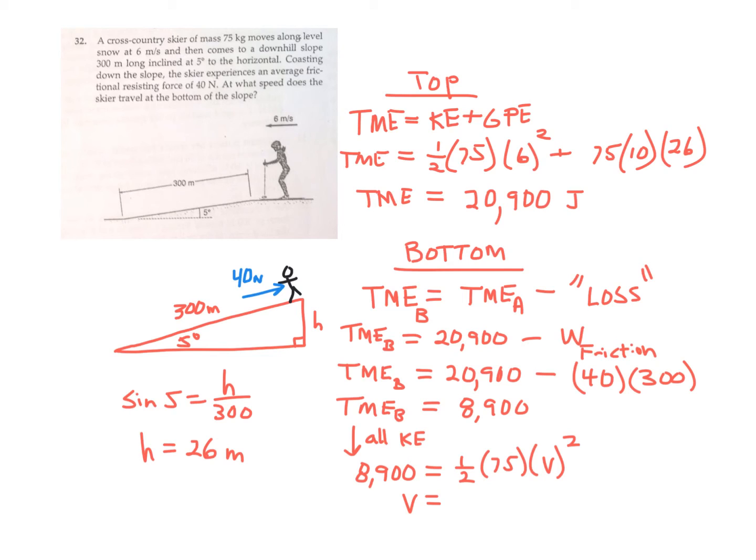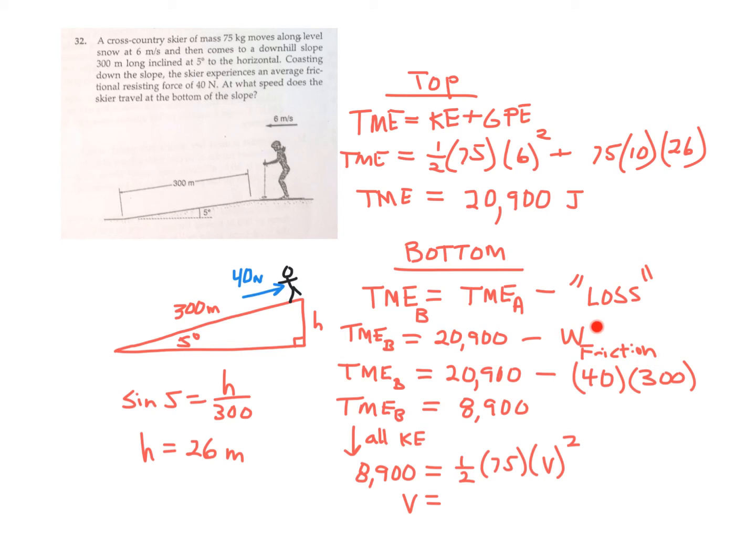So at the bottom, once again with no friction, you'd still have 20,900 joules of energy. But because of frictional losses, and it's not really losses, the energy is transferred into heat. So we still have conservation of energy here. So at the bottom, we're going to have our total mechanical energy that we started with at the top, the 20,900 joules, minus our frictional losses, the work done by friction.